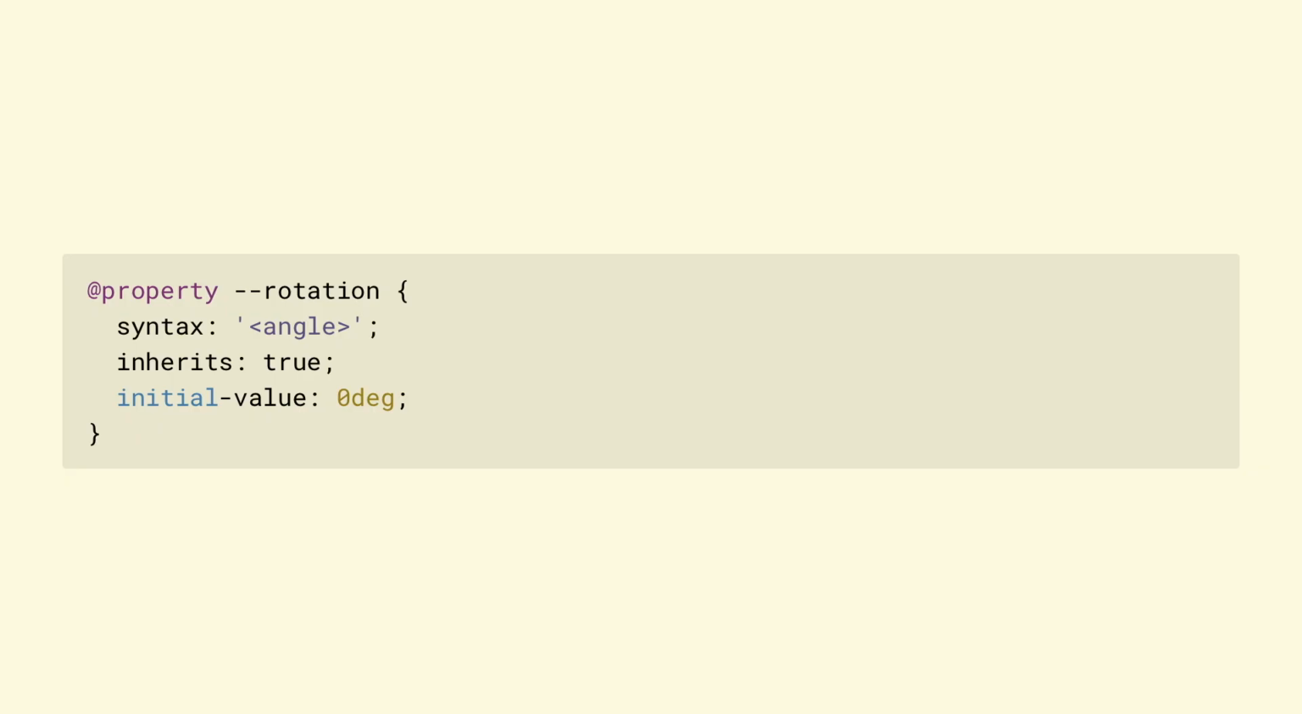So second, you can tell the property which types it will accept via the syntax property. So we're just showing a single type here, angle, but multiple can be defined. So it could take angle and pixel and color and maybe, I don't know, as many as you want.